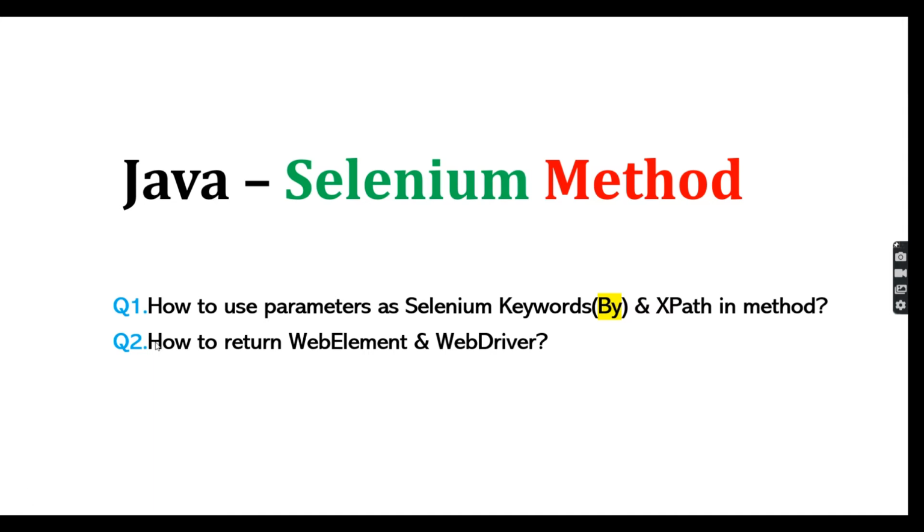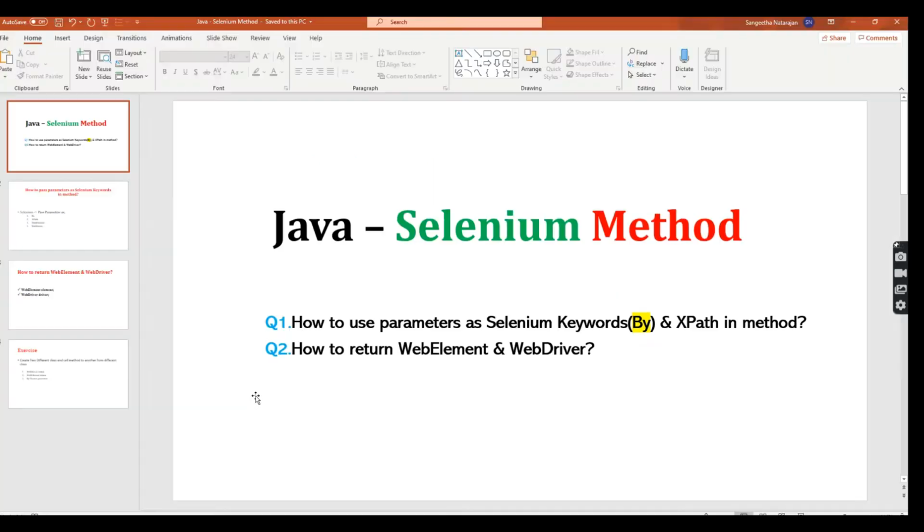Hello friends, today we are going to be looking into Java Selenium methods. Everyone knows about Java methods, right? What is a Selenium method? Here I am going to tell you how we can pass parameters as Selenium keywords and a return type. The return types are By, WebElement and WebDriver, and how we can pass a parameter as an XPath. So these are the topics we are going to look into in this video. I will show you in a practical manner. Let's go.